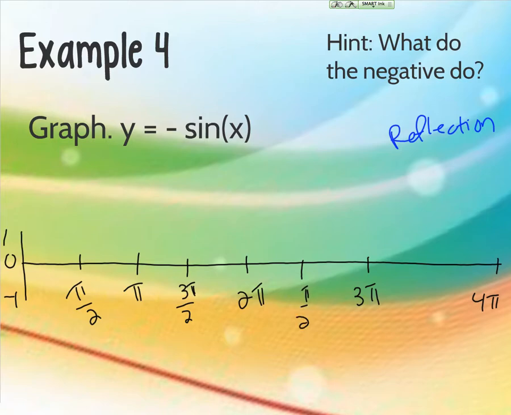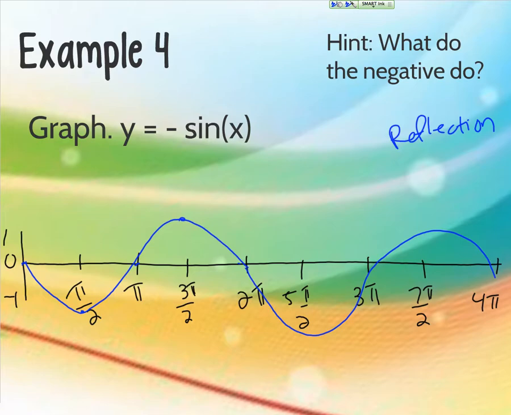So the thing is that normally I would go up to 1, but I'm going to have to go down to -1 because it's reversed. So that reflection now goes the other direction. So it's still, again, having the same period. It's still 2 pi. The amplitude is still 1. But, again, it's reflected because it has that negative.